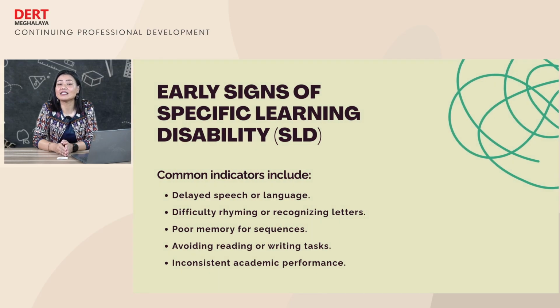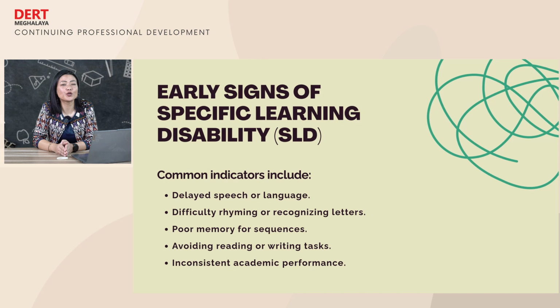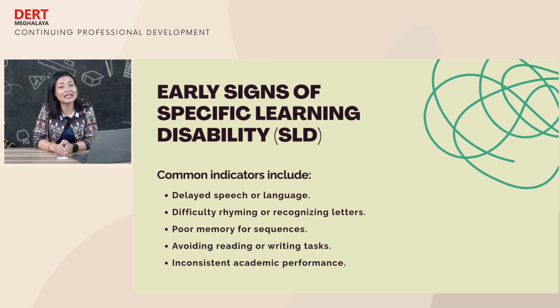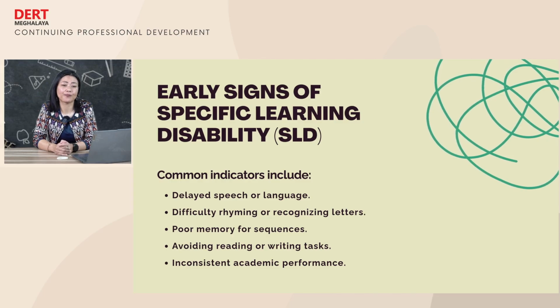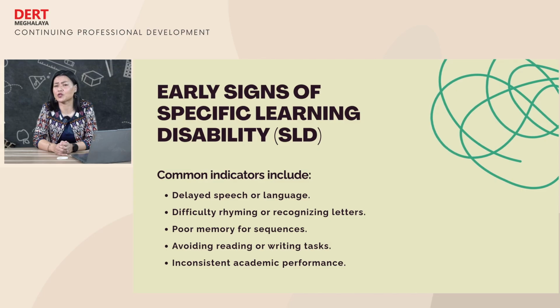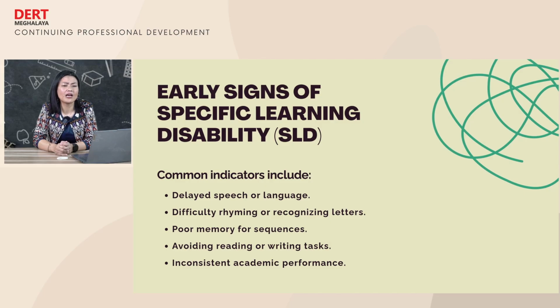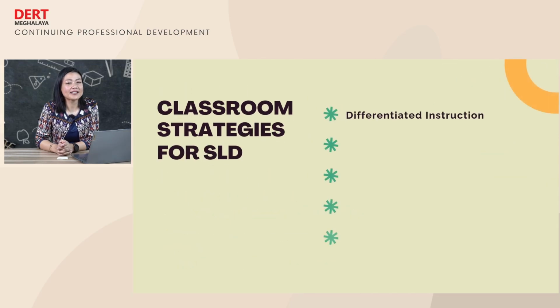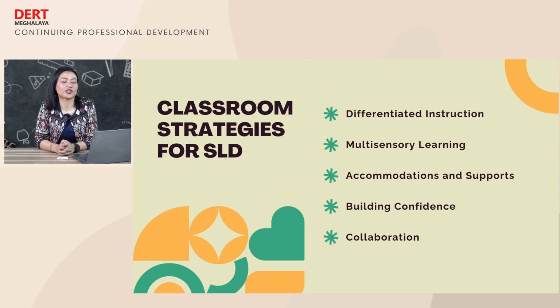For all these disabilities and disorders, we need to remember one thing: early identification is key. Common indicators include delayed speech or language, difficulty rhyming or recognizing letters, poor memory for sequencing, avoiding reading or writing tasks, and inconsistent academic performance. Example: a child may understand a concept when explained verbally but struggle when asked to read it from the board.